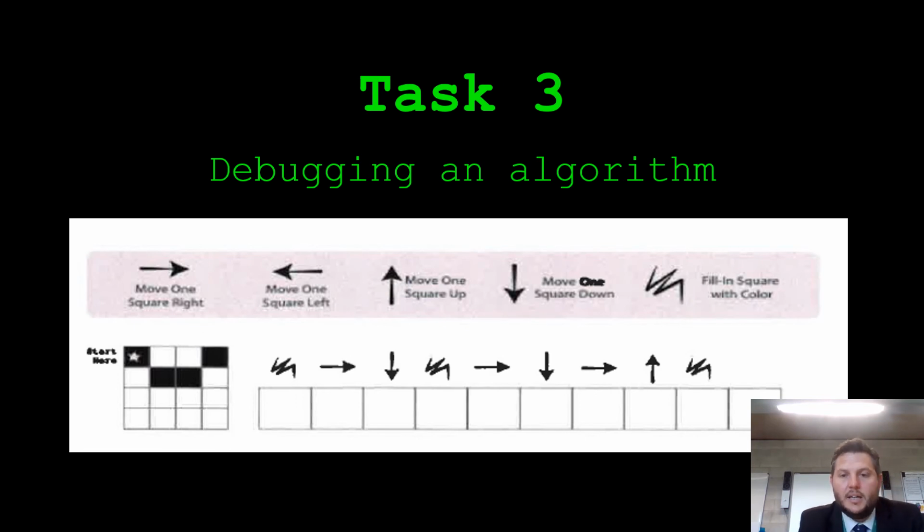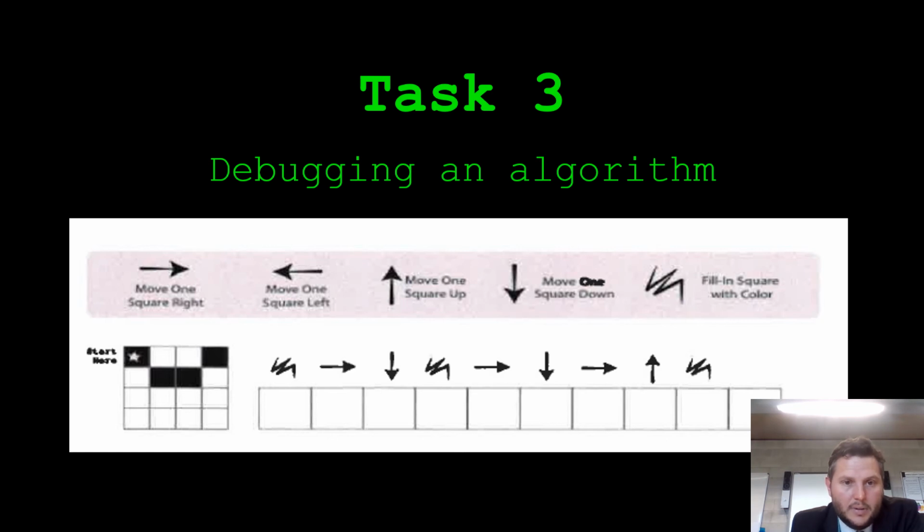Task 3 is a key skill we use in computer science called debugging. Debugging is when you've created an algorithm and you try to spot mistakes or fix errors in your algorithm. So here you have an algorithm and you need to follow it through and see if you can spot where the mistake is. So let's have a look at it together.